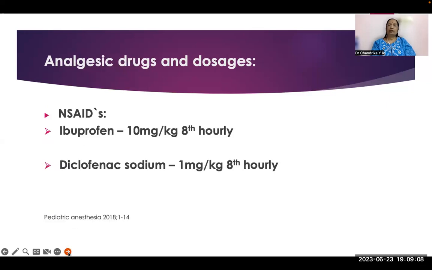The next most popular drug is NSAIDs. Ibuprofen suppository is not available in India, but it's available in Western countries. The dosage is 10 mg per kg 8 hourly. And in India, apart from paracetamol, we use diclofenac sodium. The dose is 1 mg per kg 8 hourly.